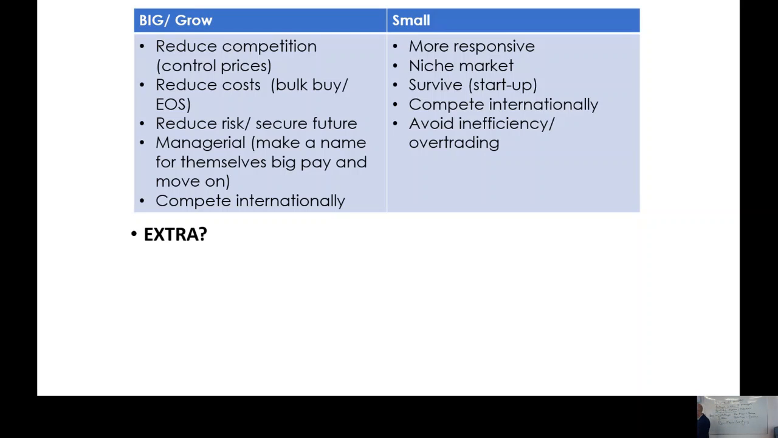It might also help you to avoid inefficiency or overtrading. So sometimes businesses grow too fast, they take on too much debt, and they become unsustainable. But also becoming a big business might slow you down, and you may start to lose productive efficiency.